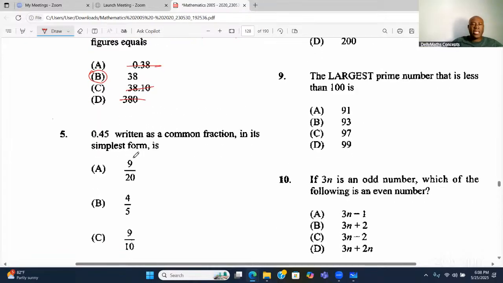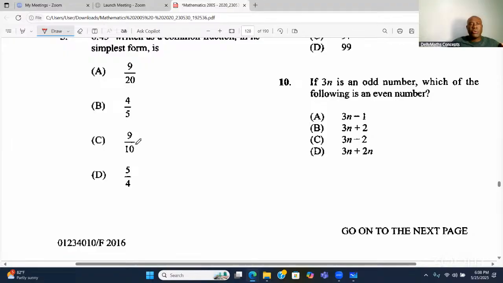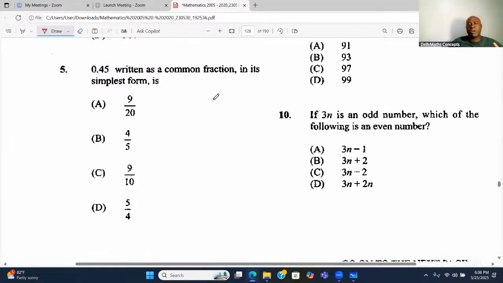All right, let's take a look at 0.45 as a common fraction in its simplest form. Now, if you're looking at 0.45, you can represent this as a decimal fraction, meaning you're going to have a denominator with ones and zeros. The number of decimal places would tell how many zeros. So it's 2 decimal places, so it's 100. That is going to be there. So basically, it's 45 over 100. So this is the same thing as 45 over 100.